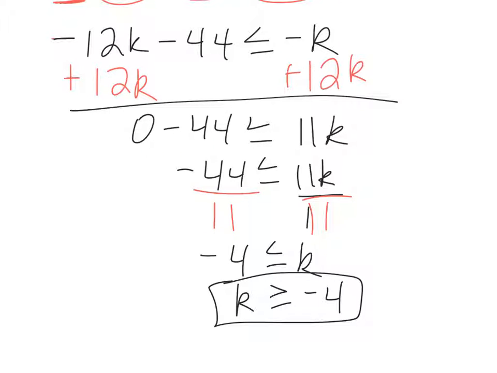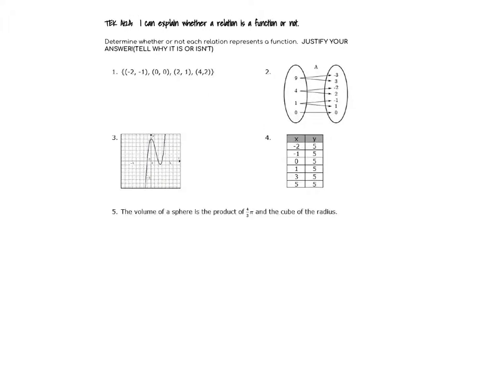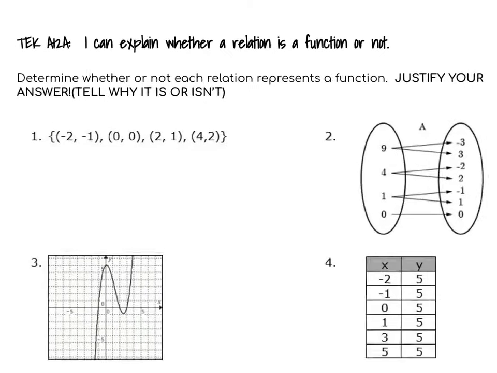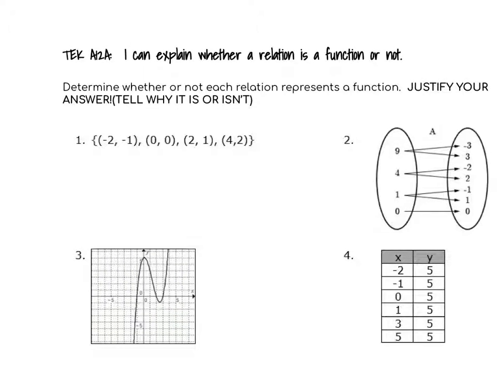All right, let's go back and put it on the next page. There we go. Function or not. Okay, and notice I did say, all here in bold, tell why it is or isn't. So if you didn't do that, you lost half the points. Okay, this one I'm going to look at. I look at all my x values, 0, 2, 4. None of those are repeating, so I know it's a function because every x has exactly one y.